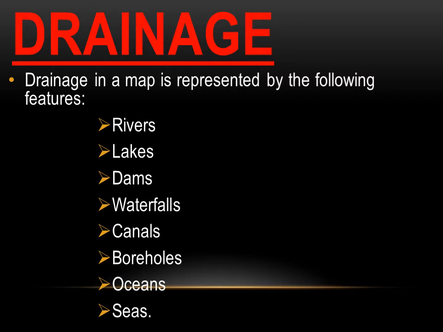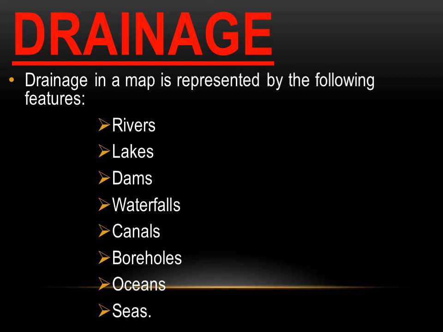We have rivers, shown by a blue continuous line or a dotted line. Then you have lakes. We have dams and waterfalls. A waterfall is a certain drop of water because of the nature of the rock. The river may flow in an area with soft and hard rock, so the soft rock is eroded and the hard rock remains.